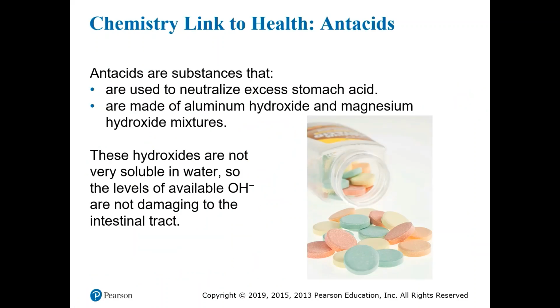One place you may have encountered acid-base neutralization reactions in everyday life is if you've ever taken an antacid. Antacids are substances that neutralize excess stomach acid, and since they're neutralizing acid, we would more typically know them as bases. Most antacids are composed of hydroxides, usually either aluminum hydroxide or magnesium hydroxide, or carbonates. These hydroxides are not very soluble, these are not strong bases, and so the levels of hydroxide ions that they generate are not damaging to the intestinal tract, but they do serve to neutralize excess hydronium from the stomach acid.